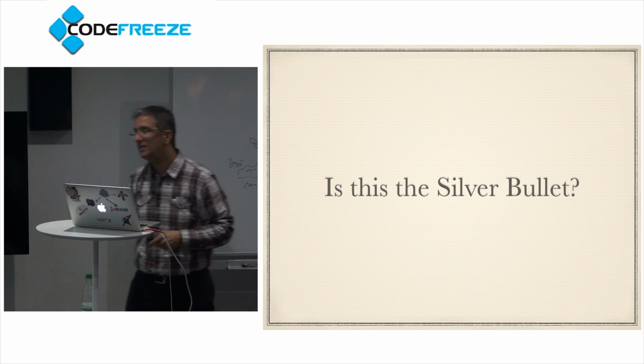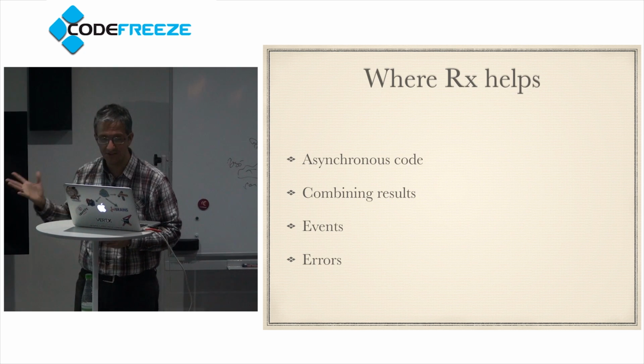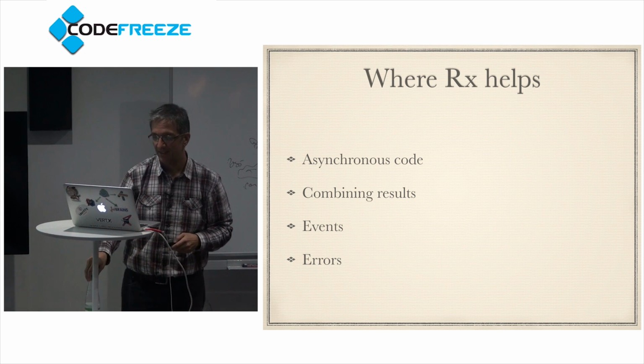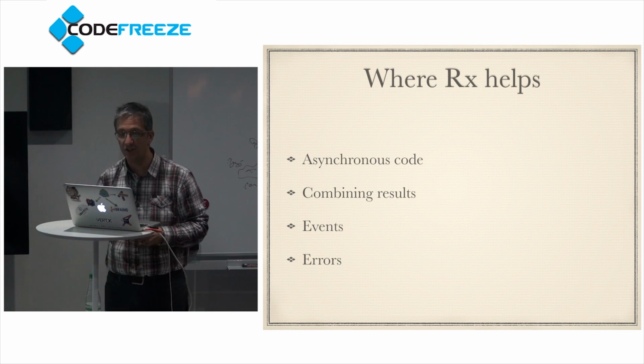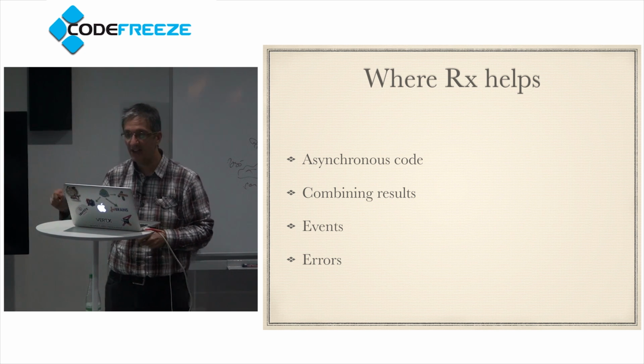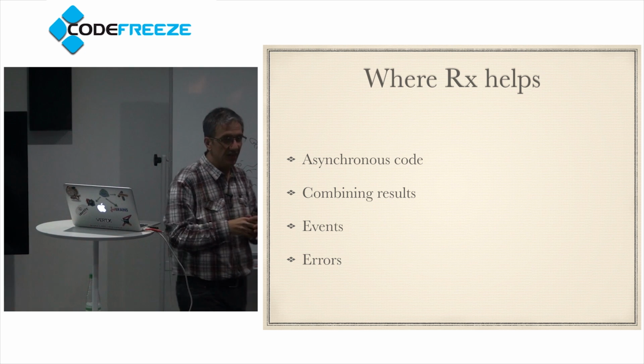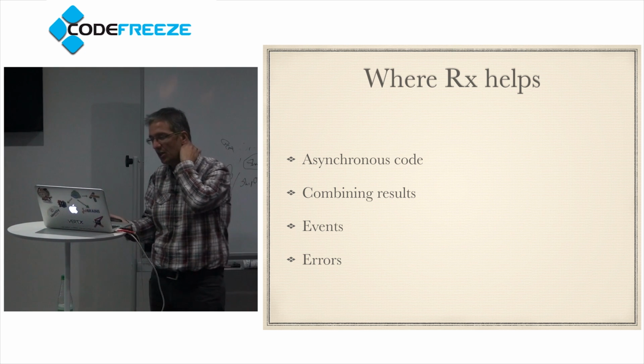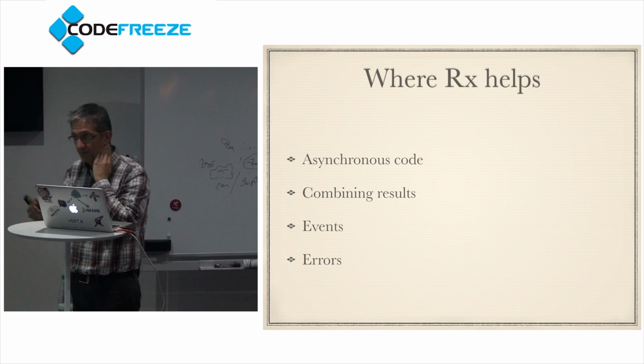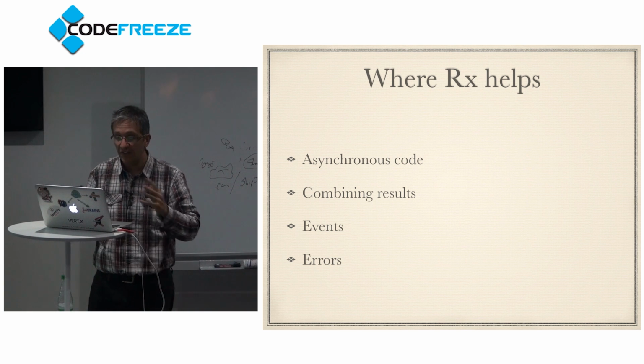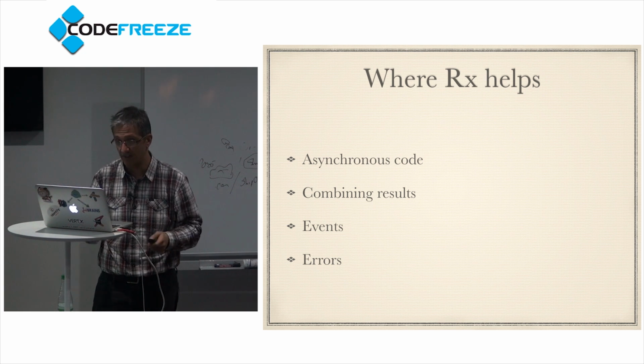Is this the silver bullet? No. There is no silver bullet. You know that, right? If not, come to Moscow and I'll tell you, there is actually one on Friday. Where does Rx help? Everywhere, actually. Kind of like really everywhere. Asynchronous code, it helps. Yes, because that's what it's built for. For combining results, for events, for errors.